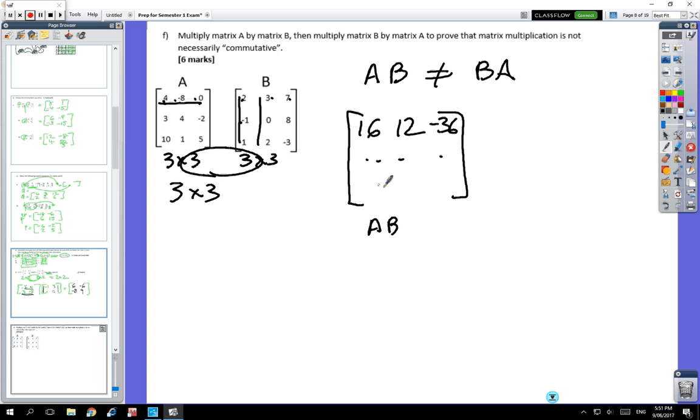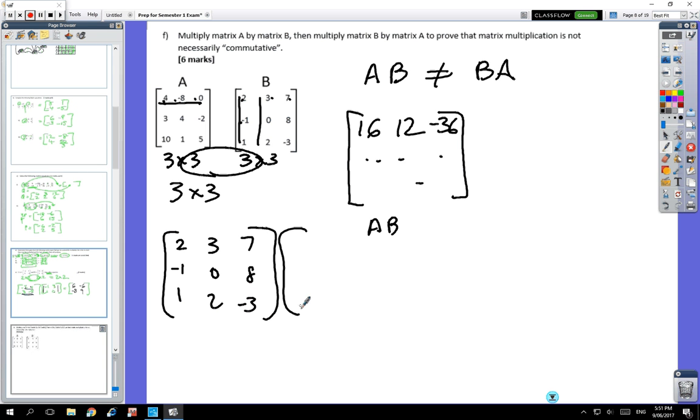I think the answers are in the sheet, but if I switch the order around and put the second matrix first and then put the A second, let's just do the first calculations. But I'm not going to go through all of it. It just takes too long.